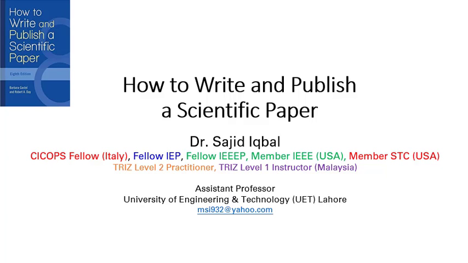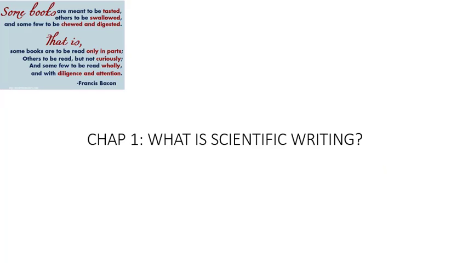This is our first lecture about this famous book, How to Write and Publish a Scientific Paper by Robert A. Day. So, first of all, I share the importance of this very famous book about scientific publishing. In this first lecture, we will just cover the first chapter of this very famous book, and chapter 1 is what is scientific writing.